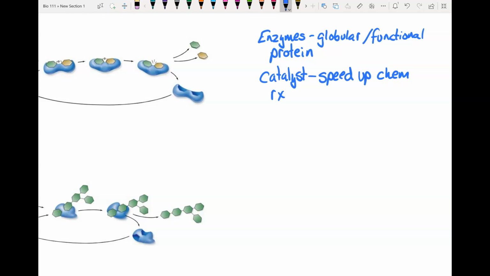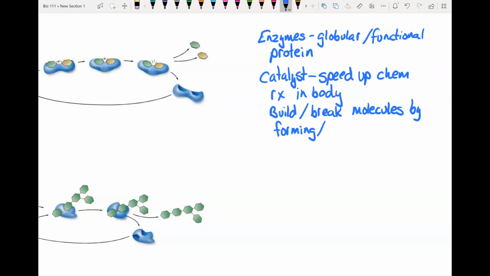Rx stands for reaction. So you have constant chemical reactions going on in your body. Remember, chemical reactions are building or breaking bonds to build or break molecules. So you either build or break molecules by forming or breaking bonds. And enzymes speed this up.